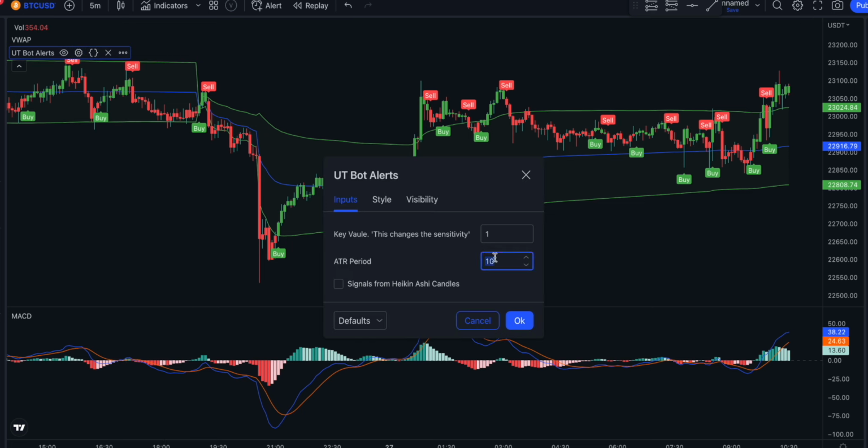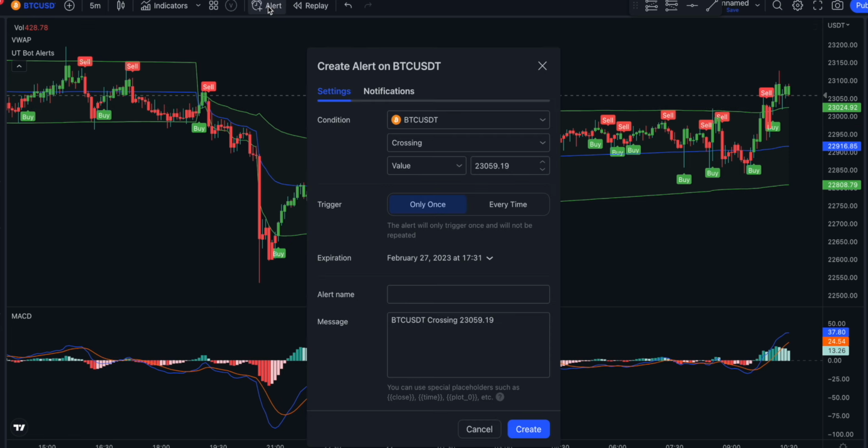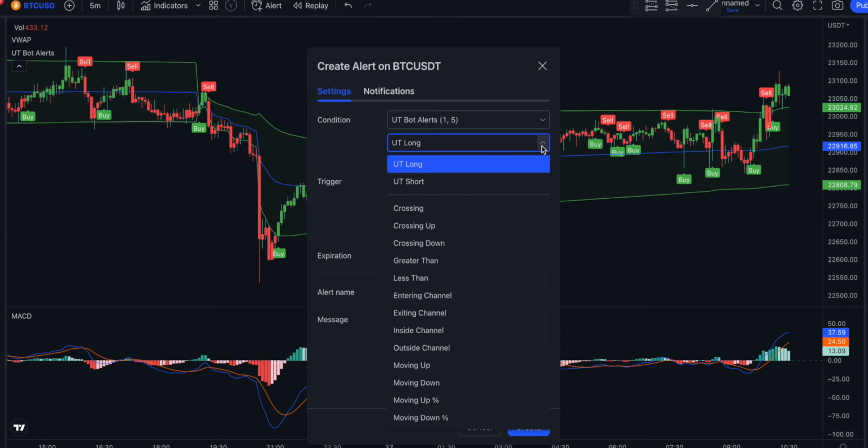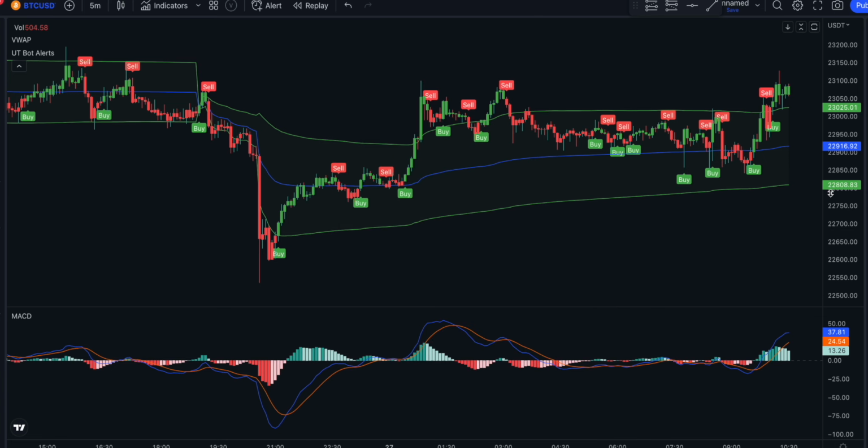In order to save your time, you can create alerts for these buy and sell signals. The way you can do that is by clicking on the alert button at the top and selecting the UT bot alerts indicator as the condition. As for the signal, you can choose buy, sell, or even both. Set the alert to occur once per bar close. Once you've finished, click Create. You will be notified every time the indicator prints a signal. Make sure to check if the rest of the conditions are met before entering the trade.